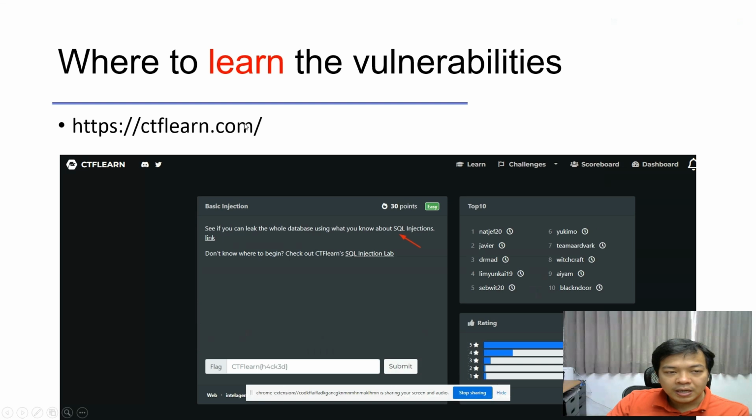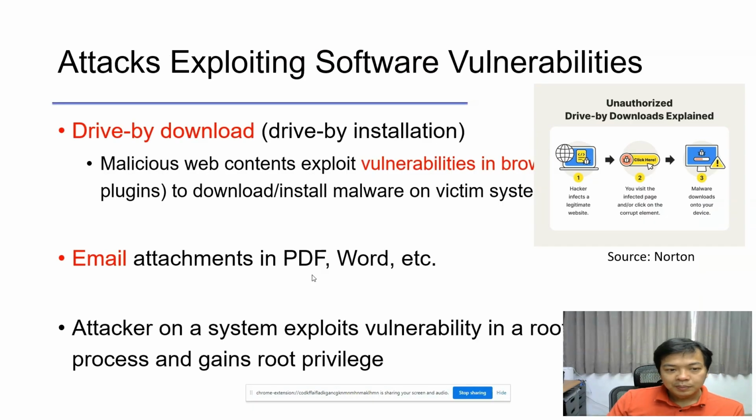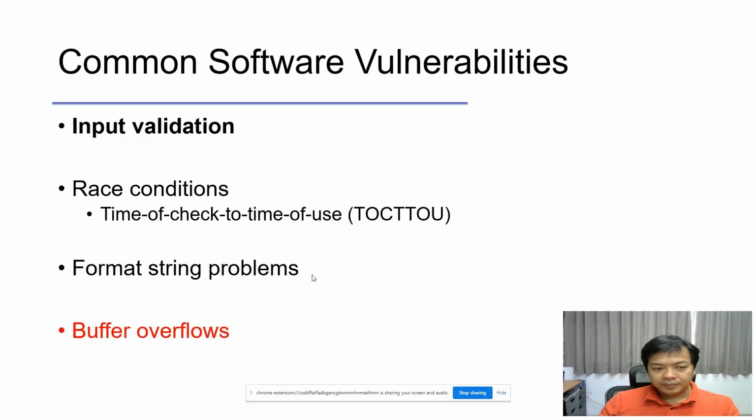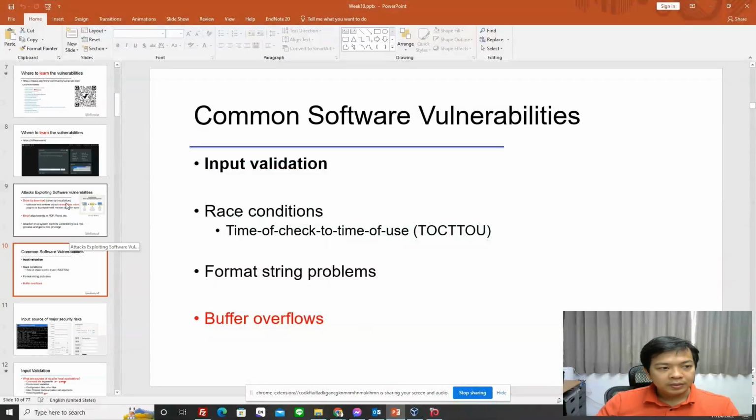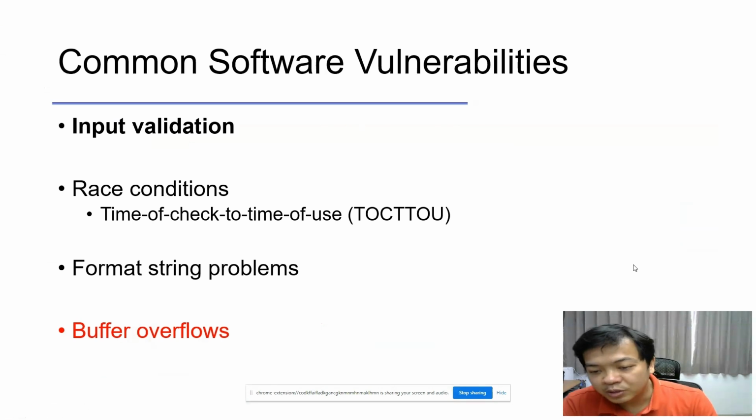But I tell you, besides OWASP, CVEdetails.com or CVE.org, we can go to CTFlearn to learn how you can test some vulnerabilities and gain knowledge about the basics of exploitation. Besides buffer overflow and other vulnerabilities, you can check the top vulnerabilities, which are related to input validation.